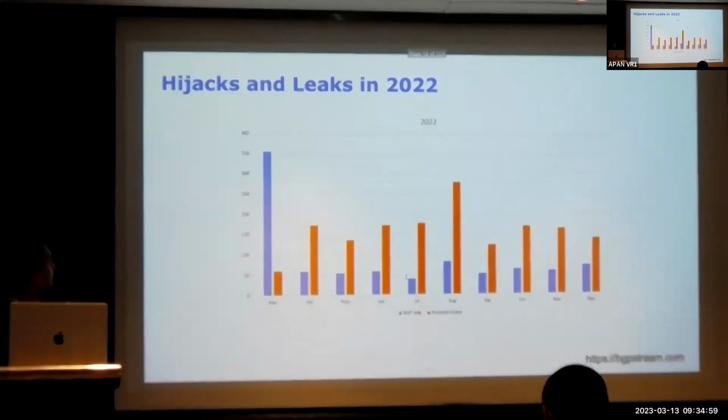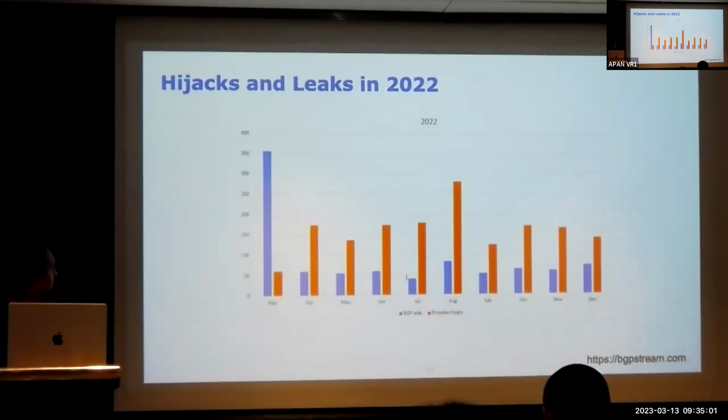If we compare with 2022, we actually see more hijacks and fewer leaks, because people have started using IRR filters and they're doing RPKI, so there are fewer leaks and more hijacks, right?